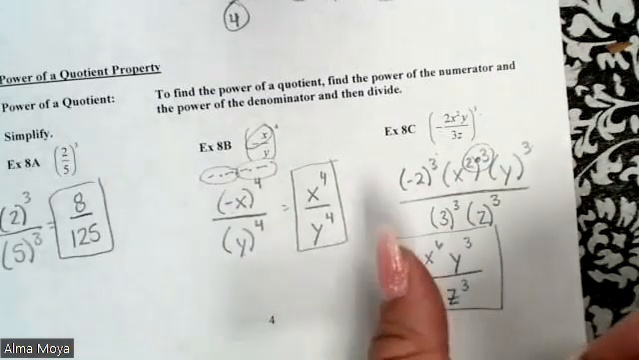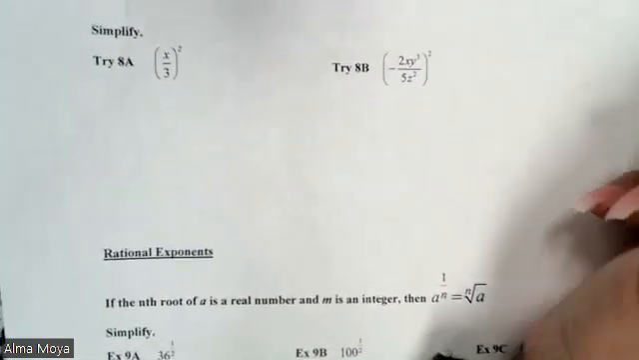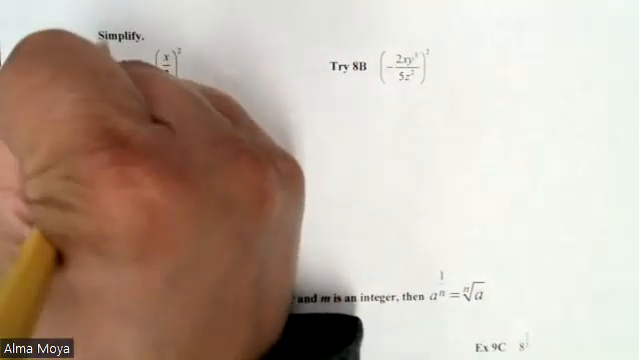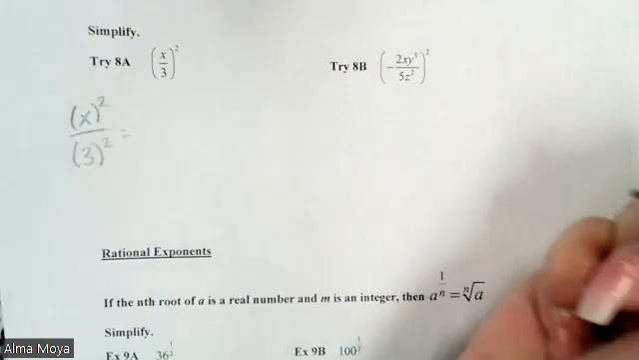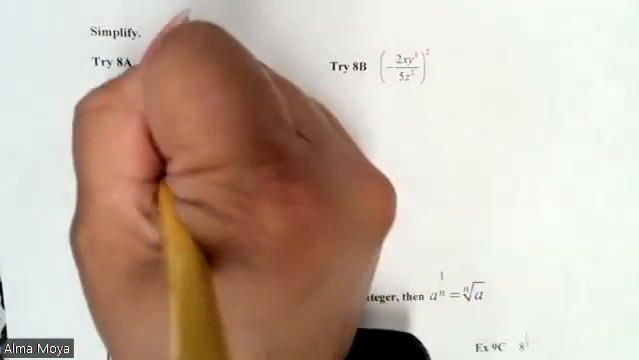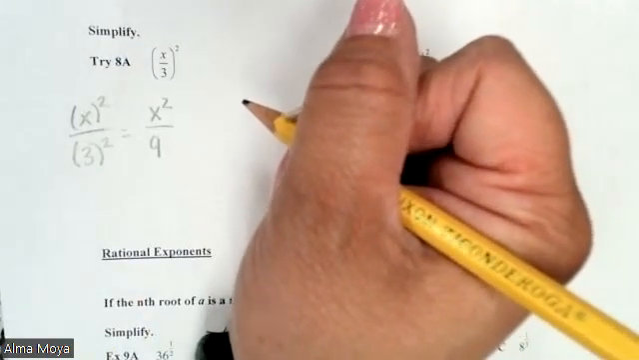All right. I want you guys to try the next two. And let's see if you guys get those right. I'm going to go and I'm going to solve them now. I'm going to apply the square to the top and the bottom. So that's going to be an x squared in the numerator and then a 3 squared in the denominator. On the top, that's going to be an x squared. In the denominator, I have a 3 squared, which is a 9. And then that cannot be simplified.